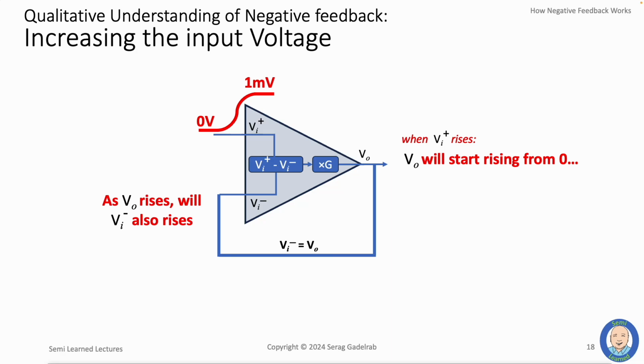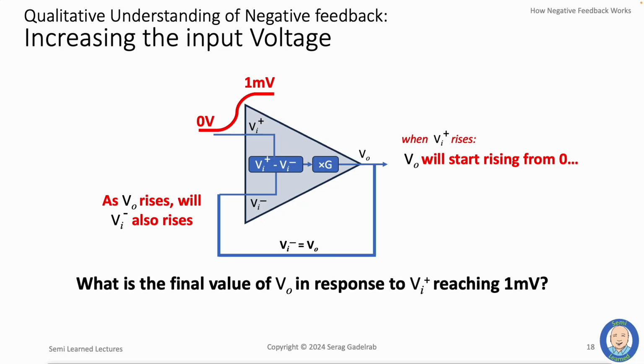The output voltage is not going to rise to a very, very high value because as the output voltage increases, negative feedback kicks in and limits its final value. The question now becomes, at what value will this Vout settle? Would it be much higher than the 1 millivolt, or will it be somewhere closer? Now we can find out the exact end value of the output voltage by solving two simultaneous equations that describe the behavior of this negative feedback system.